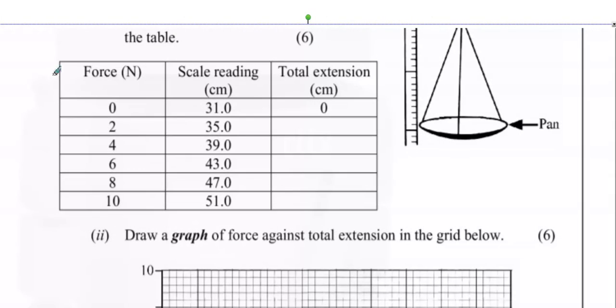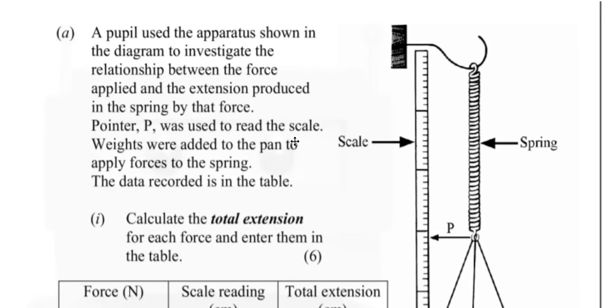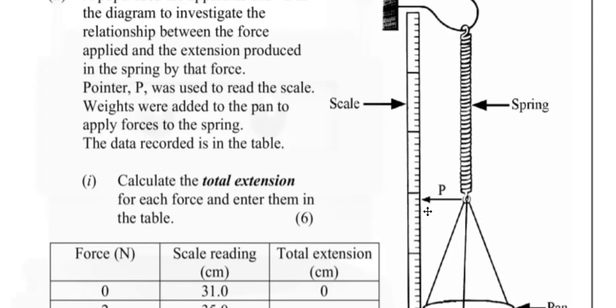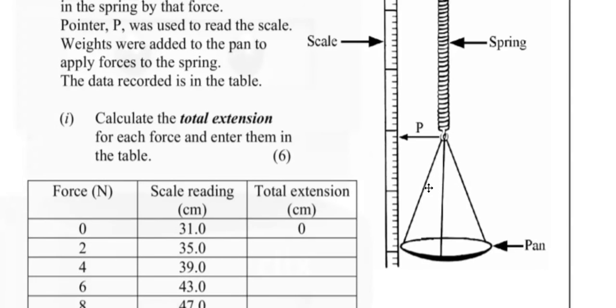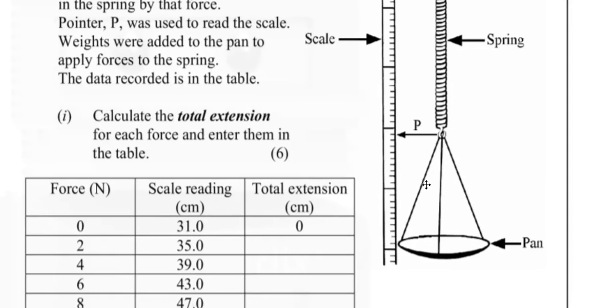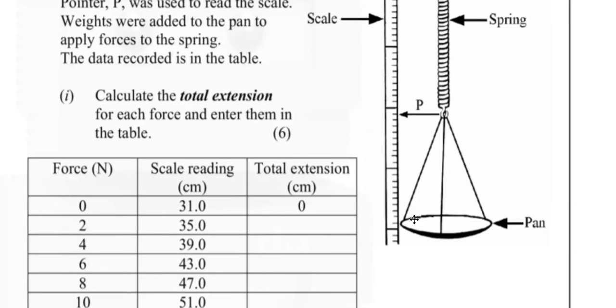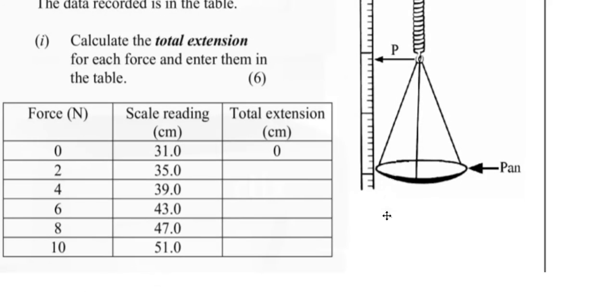Okay, happy days. So first things first, a pupil used the apparatus shown in the diagram to investigate the relationship between the force applied and the extension produced in a spring. Pointer P was used to read the scale, weights were added to the pan, and applied forces to the spring. Did they record that in the table below?